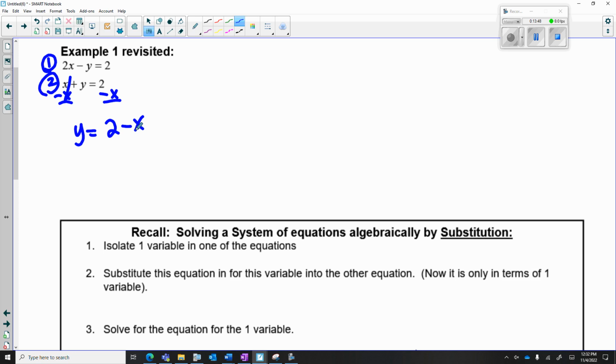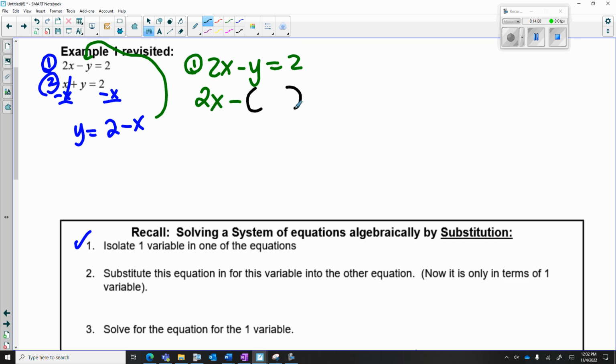Now step 2. Substitute into the other equation for this variable, so it will only now be in terms of one variable. So I'm going to go back to equation 1, which is right here. In equation 1, it was 2x minus y equals 2. I'm going to change it to 2x minus, instead of y, I'm going to plug in what y equals, which is 2 minus x. So there's your substitution step.